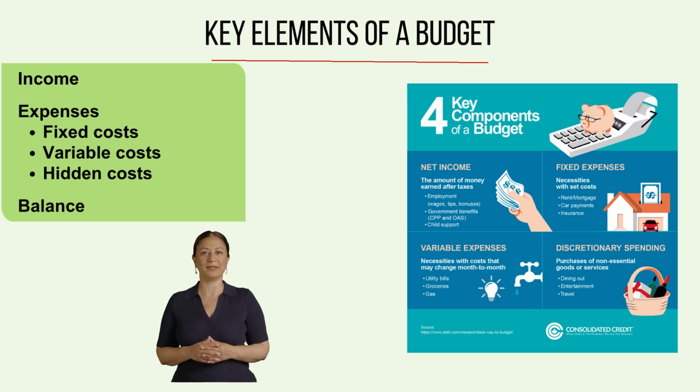The key elements of a budget are divided into 3 categories: income, expenses, and balance. The expenses section is categorized into 3 subsections of fixed costs, variable costs, and hidden costs. Now, let's take a closer look at each of these categories, starting with income.